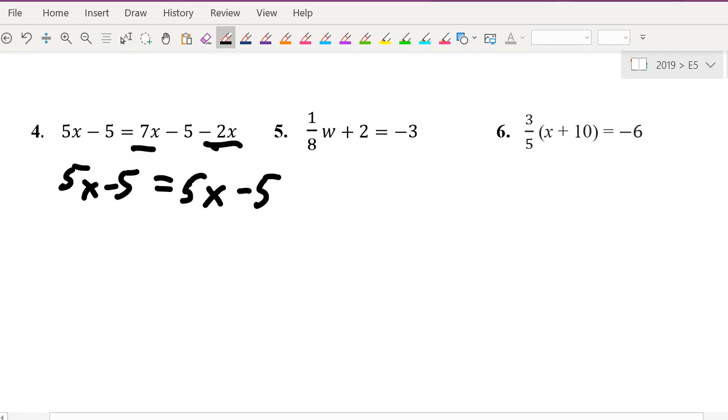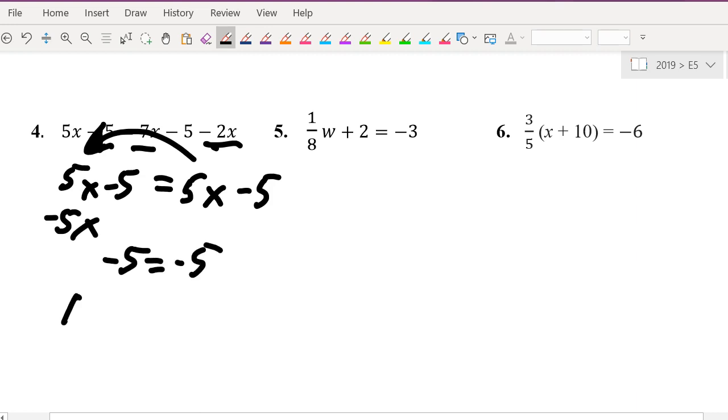What is it? All real numbers, because it's exactly the same thing. Now you could throw it over the fence and then it would cancel out, right? And it would be negative 5 equals negative 5. But we all know that that is all real numbers. Yes.